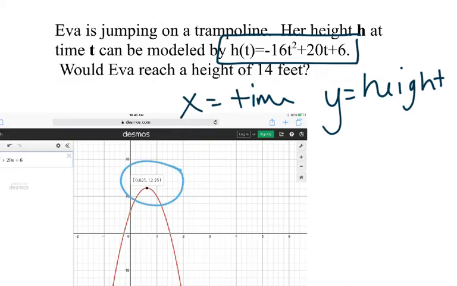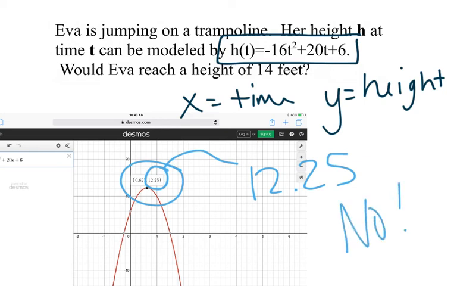Alright, so when you graph it and you find the vertex, and remember that you're looking at the y coordinate because you're talking about height, the highest it ever gets is 12.25. So would Eva ever reach 14? No, it doesn't even go that high.